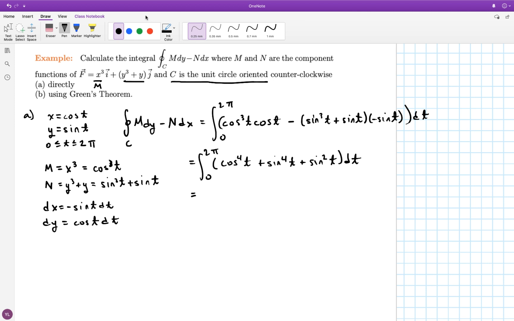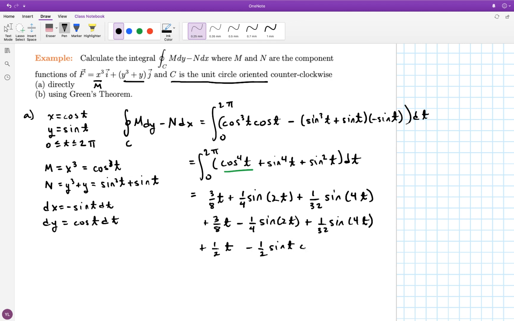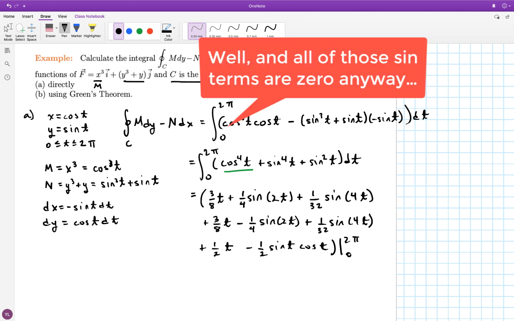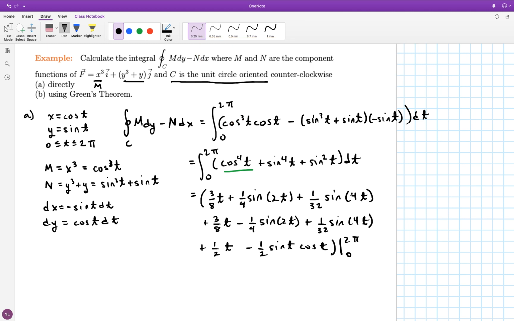So I'll write out the antiderivative of cosine to the fourth, then sine to the fourth, then sine squared. Okay, there it is. And if you want to verify that this is the antiderivative, knock yourself out. Just apply those trig identities and go to town. All of the sine and cosine terms here take the same value at 2 pi as they do at 0. So if I plug in 2 pi to all of them and then subtract what I get when I plug 0 into all of them, then they're all going to cancel out. So I'm not going to bother putting them in there.